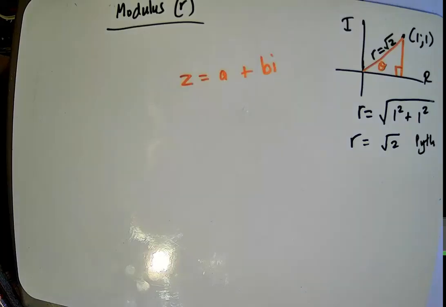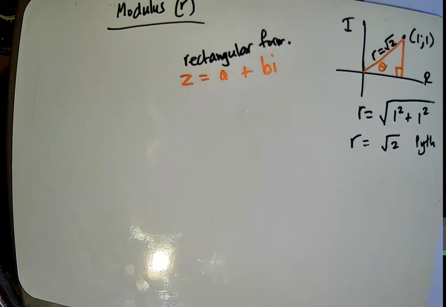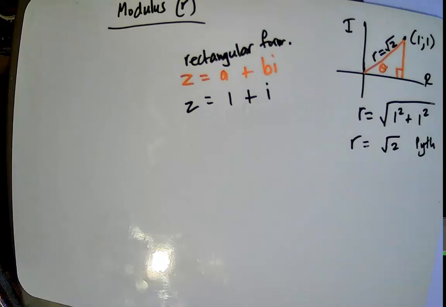So the complex number is z is equal to a plus bi. This is the rectangular form. So if we substitute there, we're going to get a is 1 and b is also 1. So in other words, 1 plus 1i. Since there's no number in front of the i, it has to be 1. So this is what we call rectangular form.